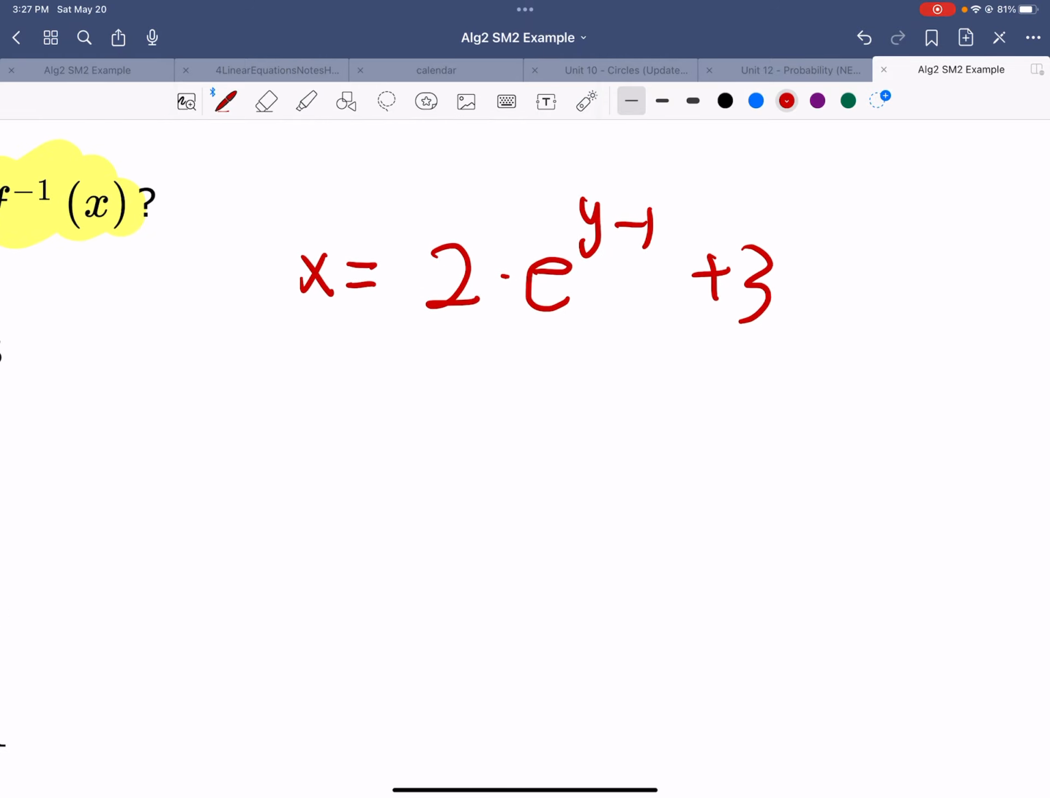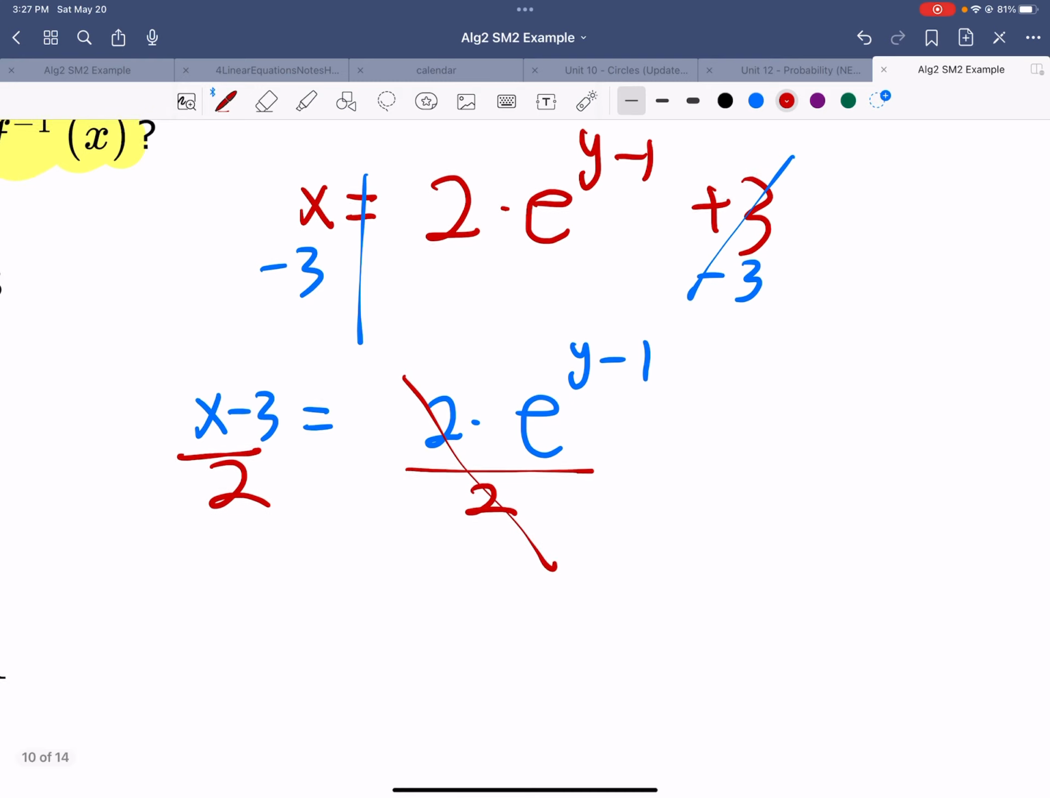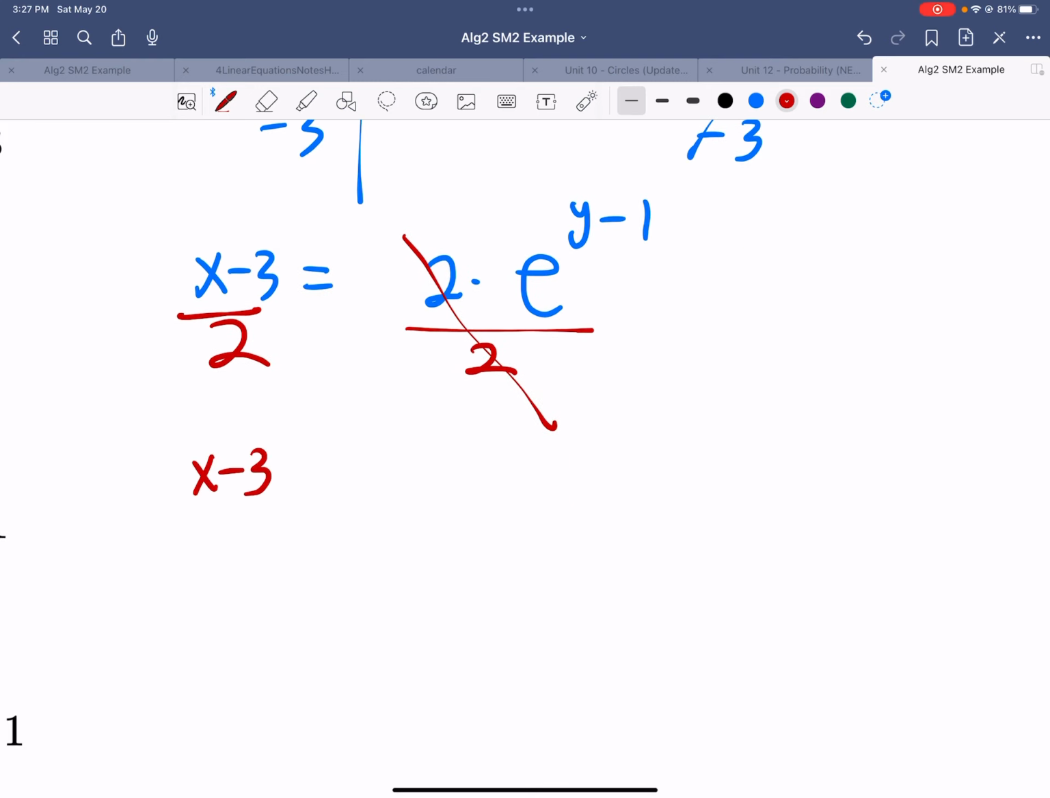So let's solve for y, which means you are going to move all these numbers to the other side except for y. It's always plus minus first. So I'm going to do minus 3 first. So I will have x minus 3 equals 2 times e to the y minus 1. Now, if you want to solve for y, before you get rid of e, this 2 is bothering you, so you've got to get rid of this 2. How? Divide by 2 on both sides. That disappears. So you get x minus 3 over 2 is equal to e to the y minus 1.